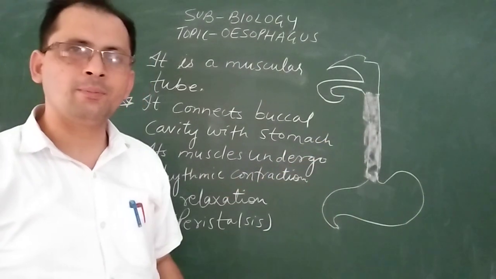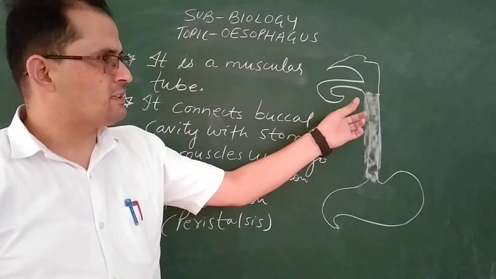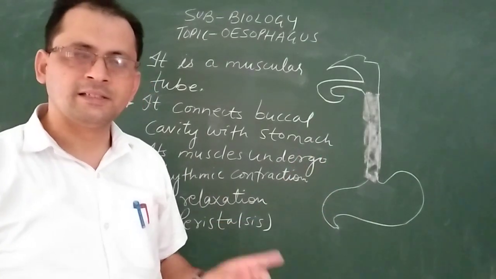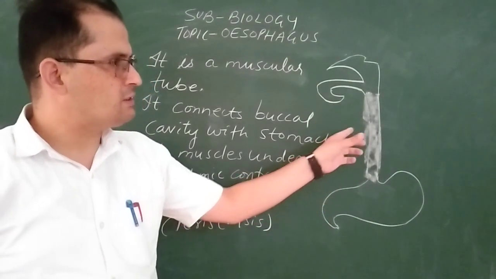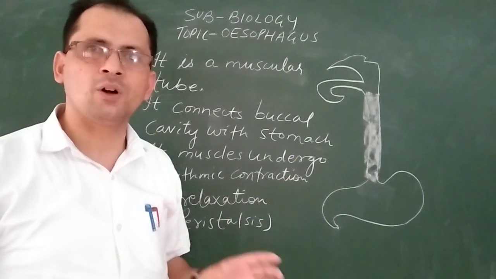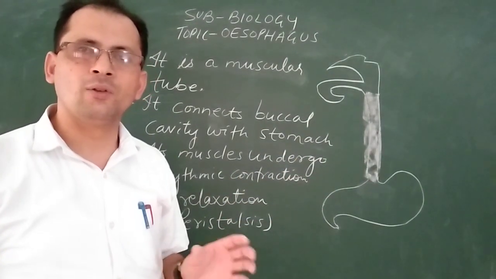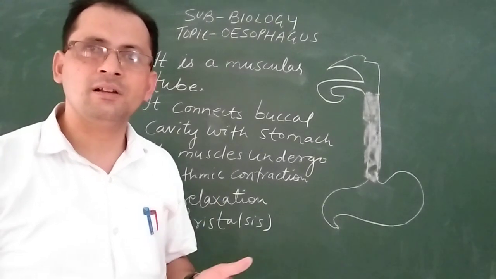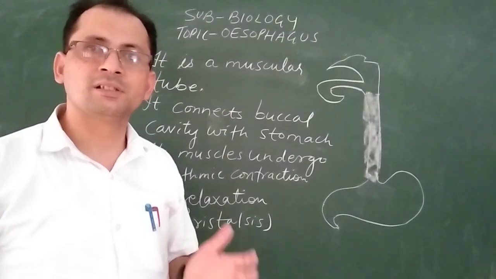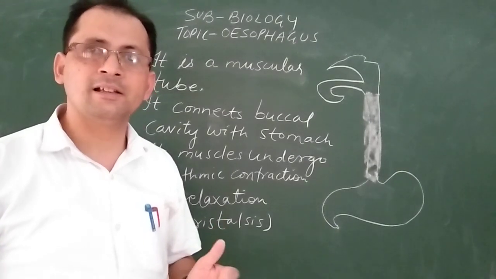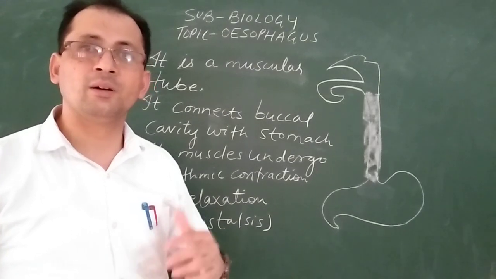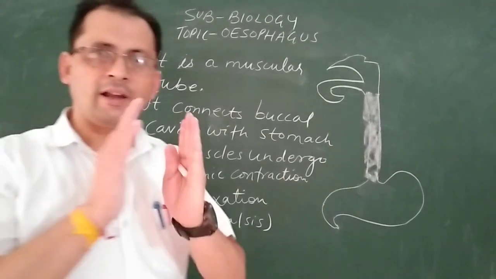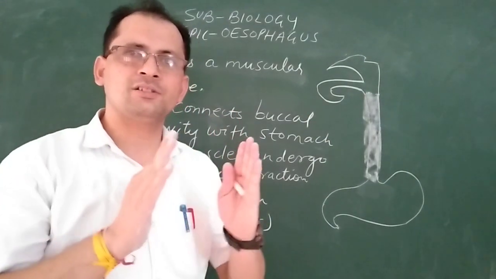So what is the function of this food pipe? First, it is a muscular organ which is connecting the buccal cavity with the stomach. Second, the muscles of the food pipe, the muscles of the esophagus, always relax and contract. There is relaxation and contraction in the muscles of the food pipe, and it is rhythmic. Contraction, relaxation, contraction, relaxation.